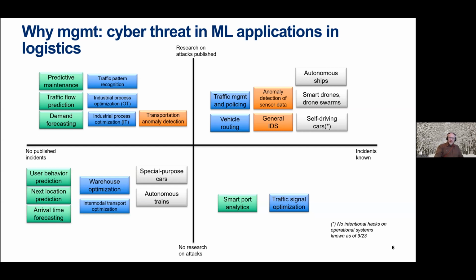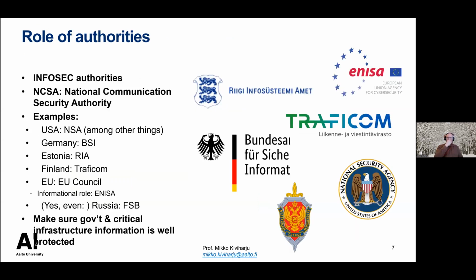This, of course, has not gone unnoticed. So there are a lot of authorities out there. I'm talking about information security authorities, which are responsible for giving guidelines, guidance, regulations, standards out there to try to protect mainly government and critical infrastructure information, but that guidance is also very usable in other areas as well.